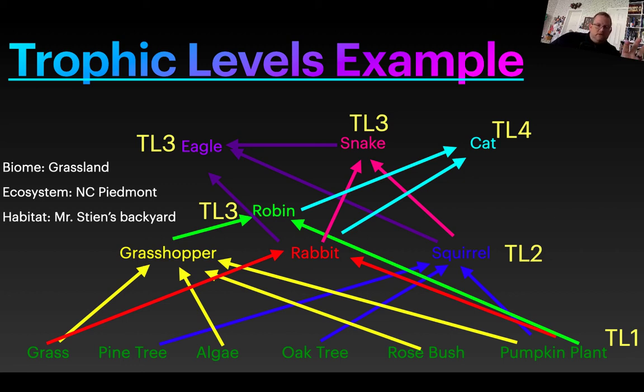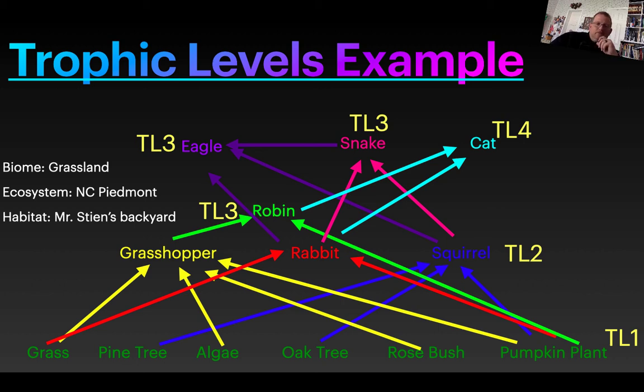So then we get to the eagle, which is trophic level 3 because it's eating the squirrel and the rabbit and the snake. The snake is also trophic level 3, even though it's getting eaten by something above it. It's still a trophic level 3 organism. It's still an herbivore, omnivore, or a carnivore. In this case, it would be a carnivore because it eats rabbit and squirrel.